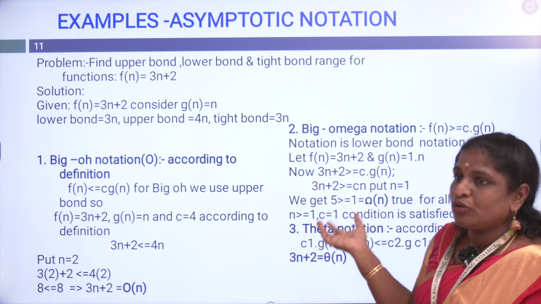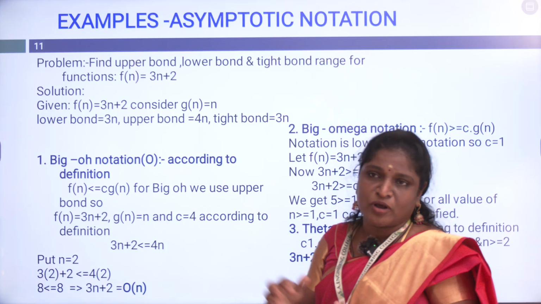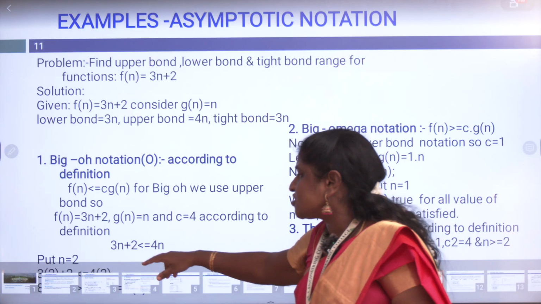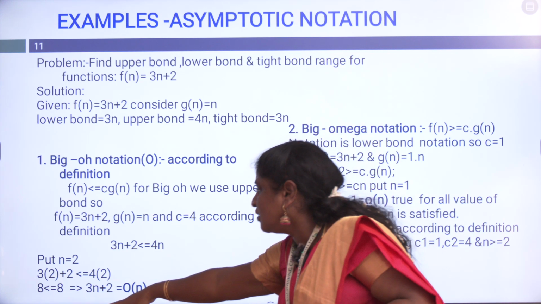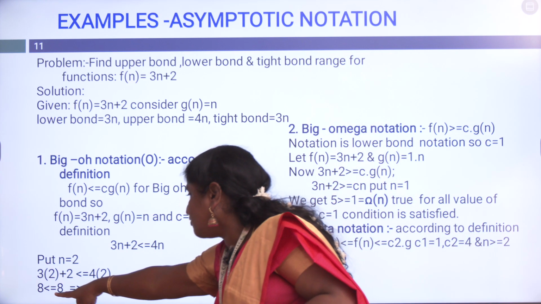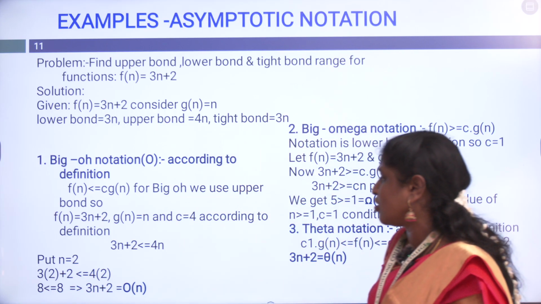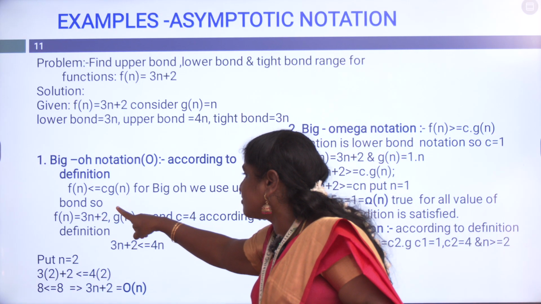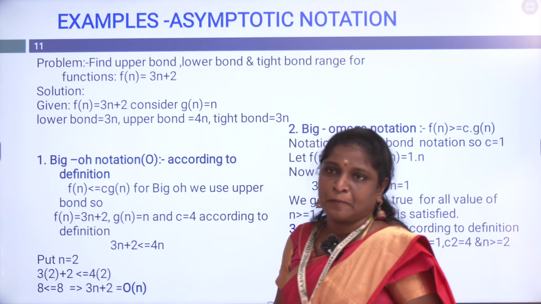If you are going to do that in the worst case analysis, we are going to fix the upper bound value. So here c is equal to 4. Based on the n value, we are going to calculate 3n plus 2. We are going to find whether the particular condition is satisfied or not. If it is satisfied, that is f of n is less than or equal to c g of n, then we are going to assign big O of n.